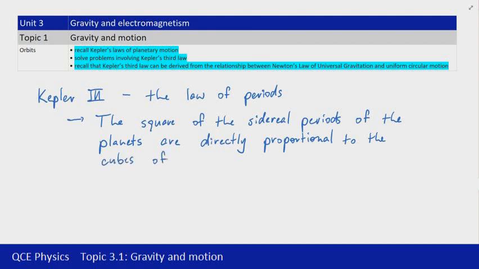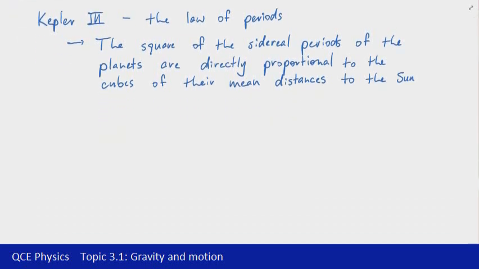Now, when we're talking mean distance, we're basically treating the orbit as though it's circular. So we've identified already from Kepler's first law that they're actually elliptical orbits, but in this particular law, we're basically treating them as though they're close enough to being circular, or if you want to measure the radius at all those different points around as it orbits around the Sun, and then take the average of that.